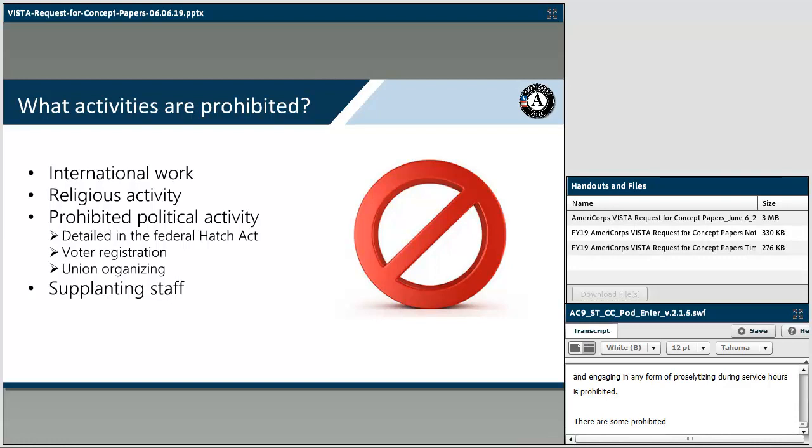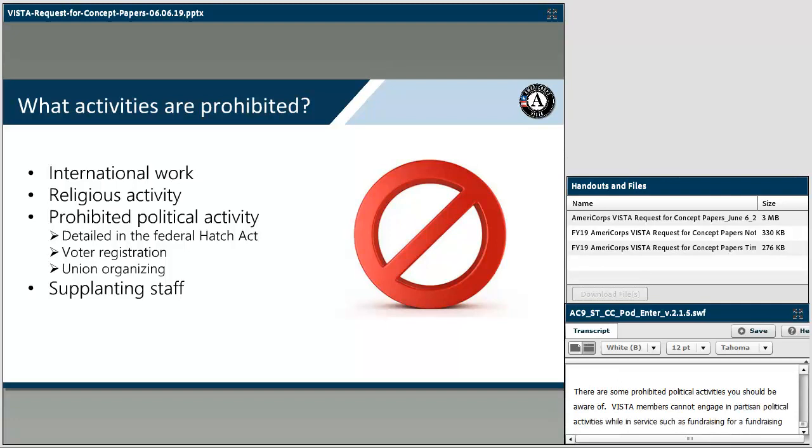A VISTA cannot engage in partisan political activities while in service, such as fundraising for a partisan political campaign at any time, or identifying oneself as a VISTA while engaging in partisan political activities. Along those same lines, VISTAs can't be involved in voter registration as part of their VISTA service. In general, VISTAs cannot engage in or support political activity, religious activity, lobbying, or union organizing as part of their service or while perceived to be serving as a VISTA.